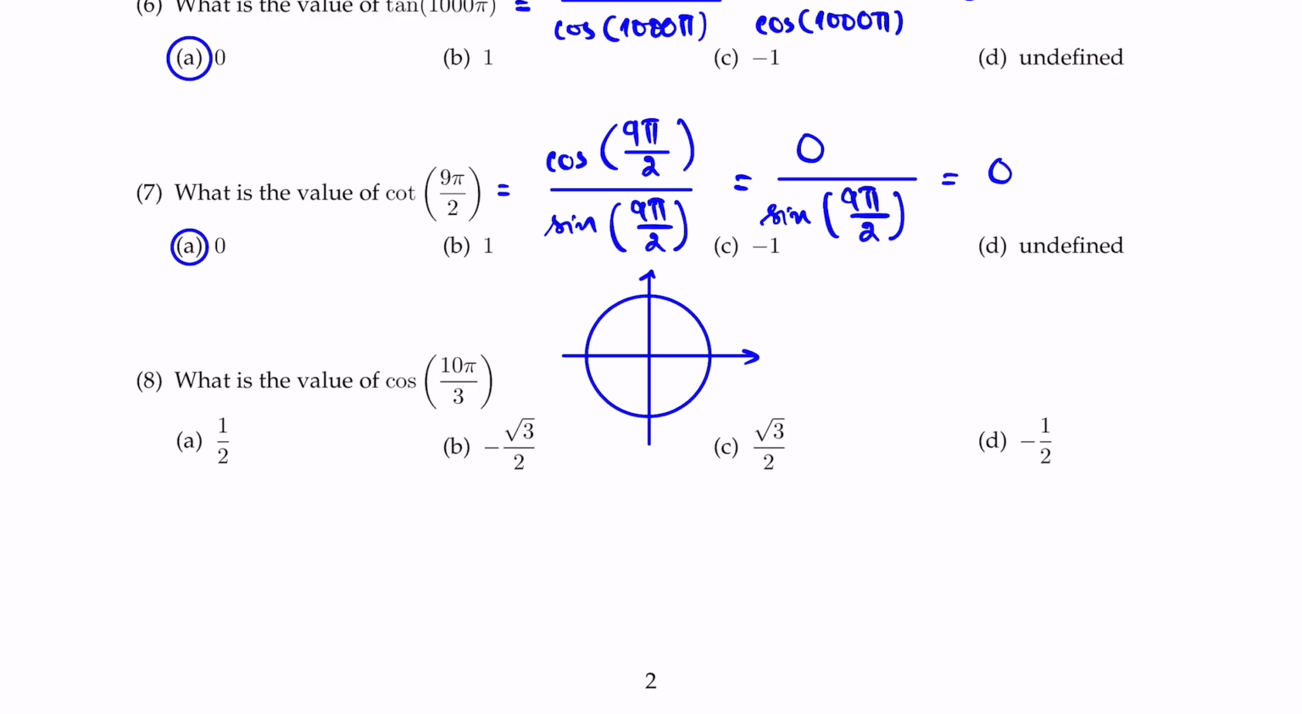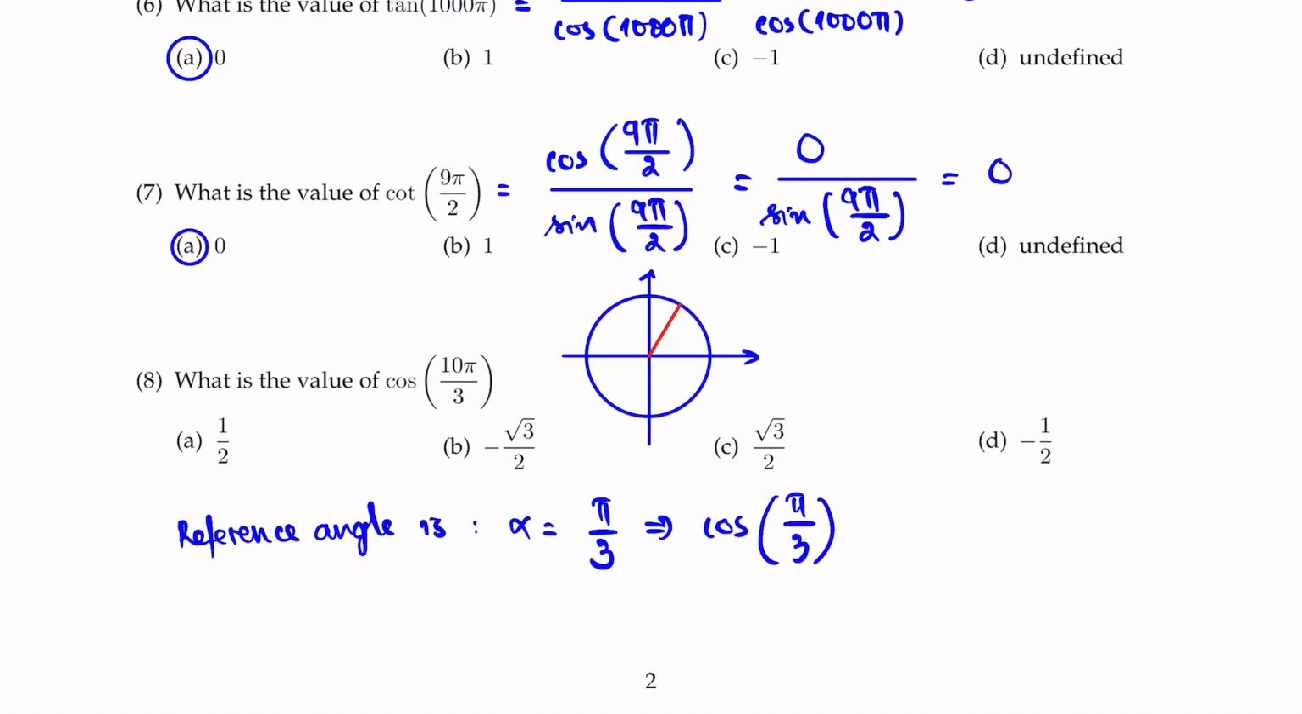So this is pi over 3. So the reference angle is alpha equal to pi over 3. Then you calculate cosine of pi over 3, give me positive 1/2. So how would you get to 10 pi over 3 from the reference angle pi over 3?